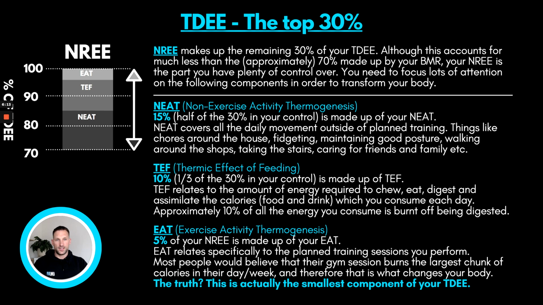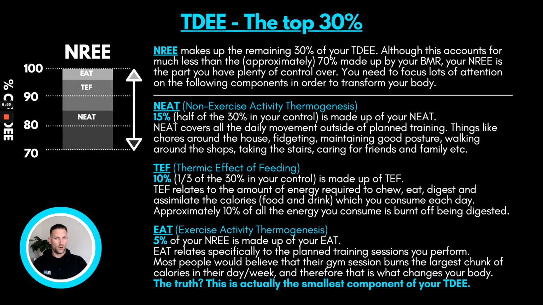So let's have a look at the top 30%. This is probably the most important part to be aware of. As you can see here, we've got your non-resting energy expenditure, that top 30% in 3 parts. So at the bottom, the largest part we're going to discuss first, this is NEAT, which stands for non-exercise activity thermogenesis. As you can see here, this equates to roughly 15%, so that is half, which is a large proportion of the 30% which we can consider as having more control over. 15% of that is your NEAT.